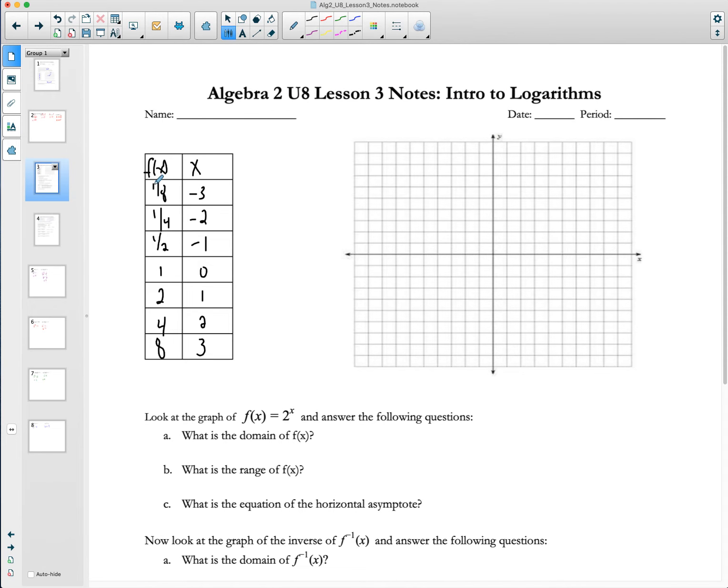So notice, I'm only going to go to the right 1/8, and I'm going to go down 3. All right, so to the right 1/8 and down 3. So that's really tight right here. Then I'm going to go to the right 1/4, and I'm going to go down 2. So that's still pretty tight. To the right 1/2, down 1. To the right 1, and I'm not going to go up or down. To the right 2, up 1. All right, to the right 4, so 2, 3, 4, up 2. And then to the right 8, so 5, 6, 7, 8.